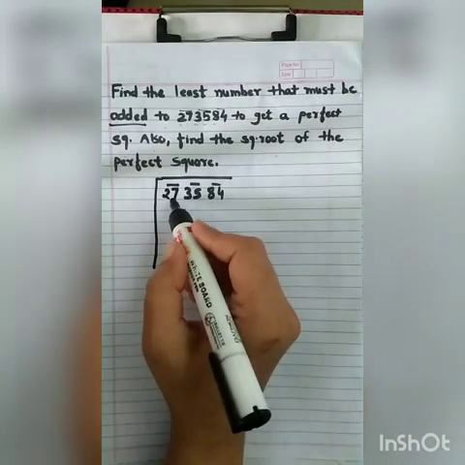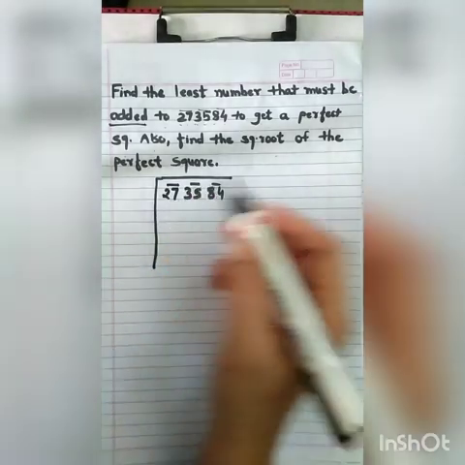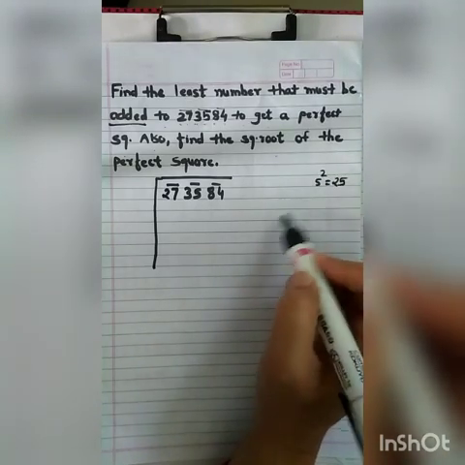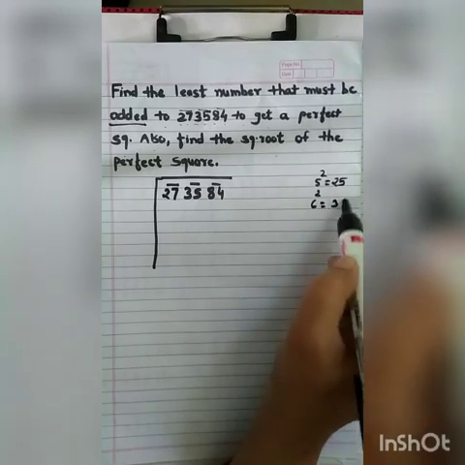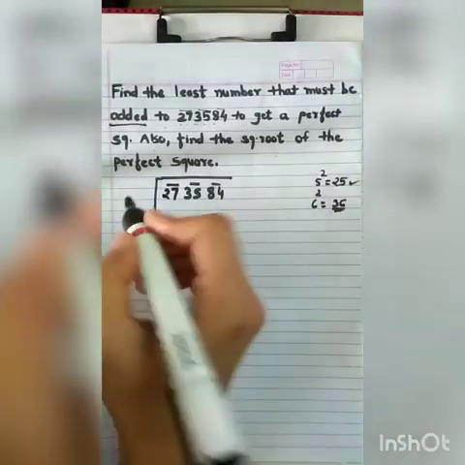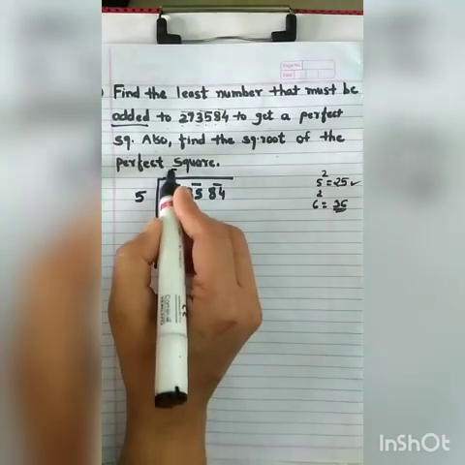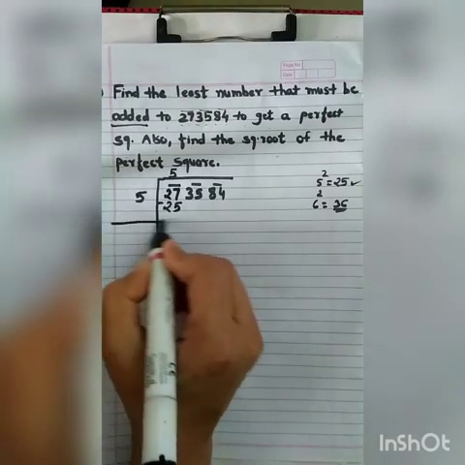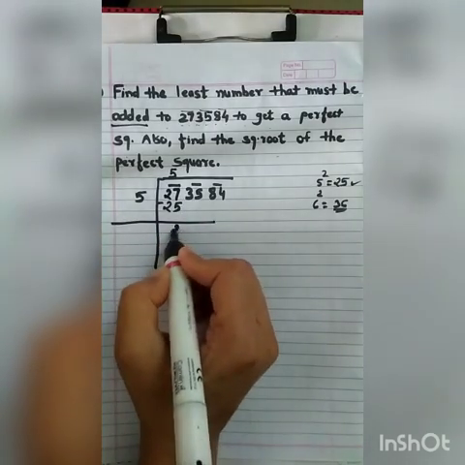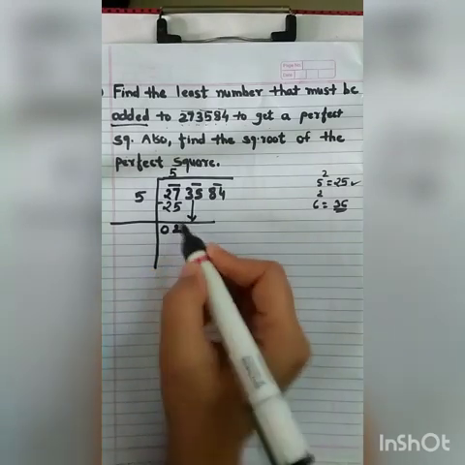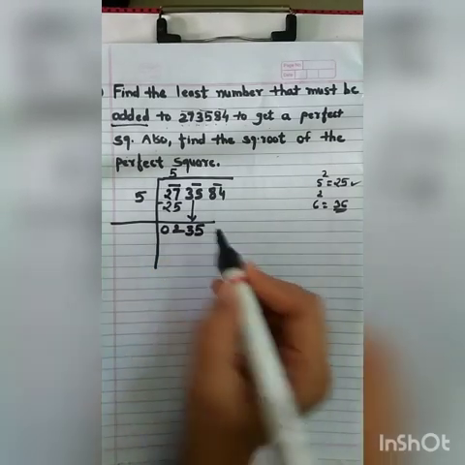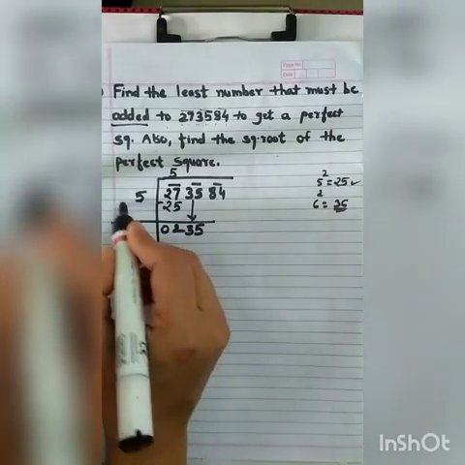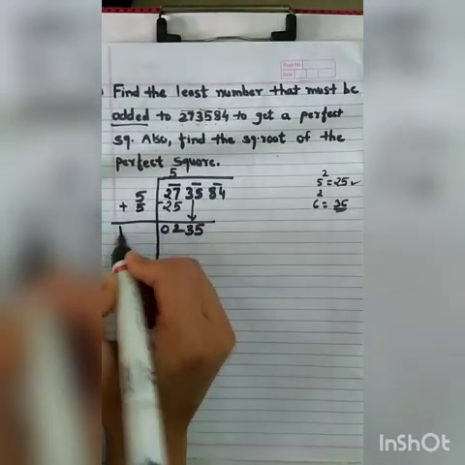Now nearer to 27, which square number is there? Square of 5 equals 25. Square of 6 will become 36, which is bigger. So we will go with 5. 5 5s are 25. 27 minus 25 is 2, so the remainder is 2. Now write down the next pair, 35. Now this number is 235. Now the unit place is 5, so we will add 5 to 5. It will be 10.